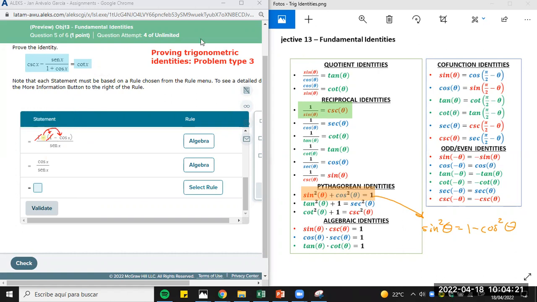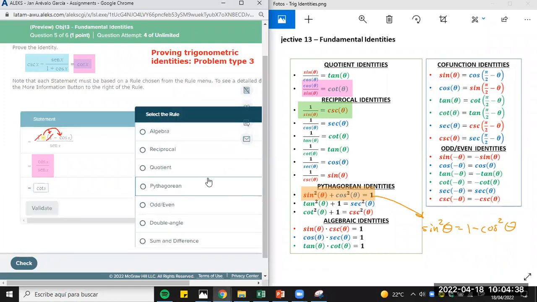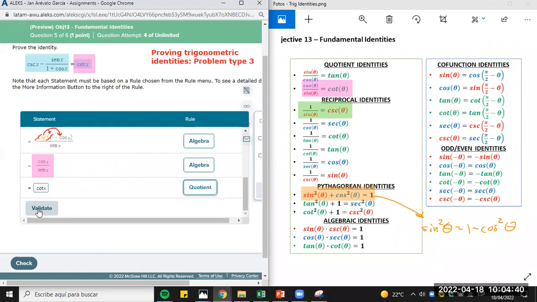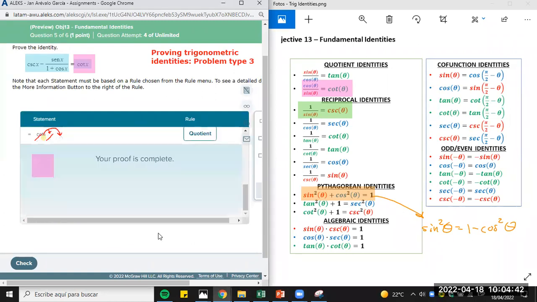And finally, we're done because cosine of x divided by sine of x is equal to cotangent. That's what we wanted. So I can say that this is cotangent. And I'm going to select the rule. It is a quotient identity. Validate. And we are done. Check.